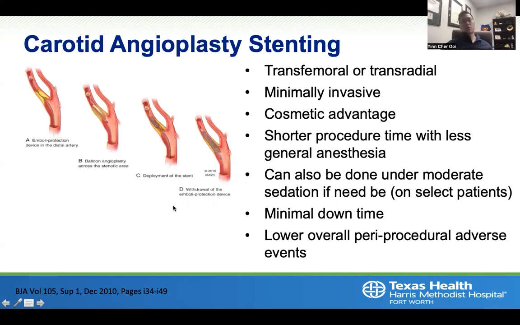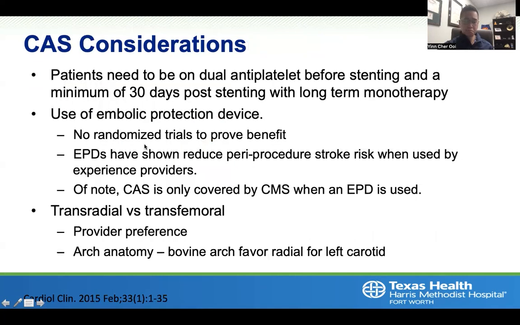Let's move on to discuss carotid angioplasty stenting, which is obviously a minimally invasive procedure with significant cosmetic advantage when compared to carotid endarterectomies. It typically involves a shorter procedure time with less general anesthesia and can also be done under moderate sedation with the right patient. Being a minimally invasive procedure, there's typically minimal downtime. It can be done transfemorally or transradially, and it has been associated with overall lower periprocedural adverse events.